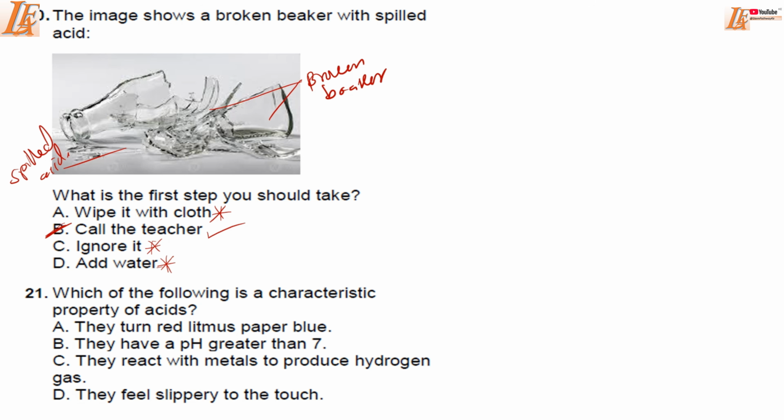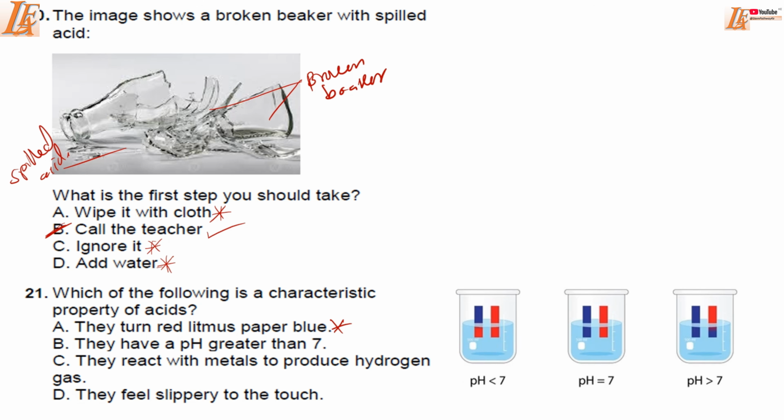A, they turn red litmus paper blue. This one is wrong because if you look at the diagram here, the first substance is acidic. Then the second one is neutral. Then the third one is basic. So in acidic, you can see the blue litmus paper has turned red and red has remained red. So they do not turn red litmus paper blue. This is wrong.